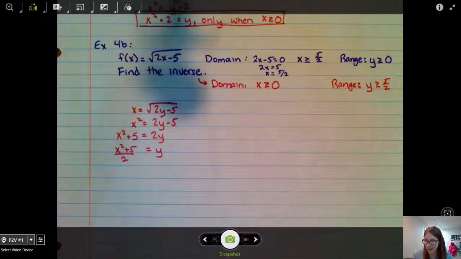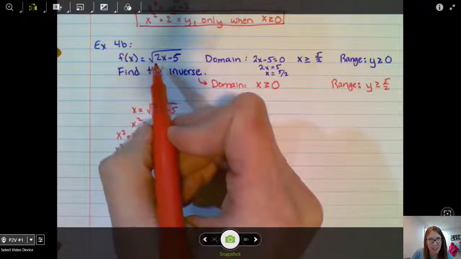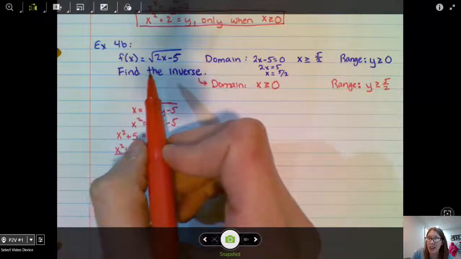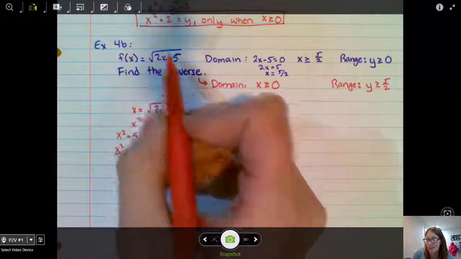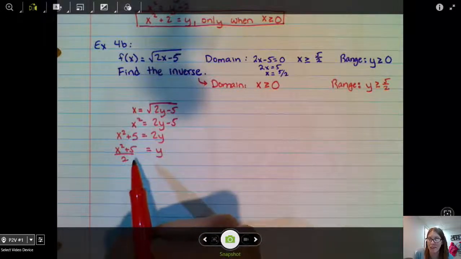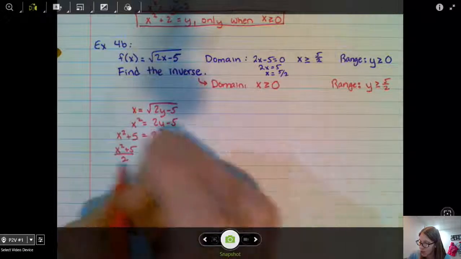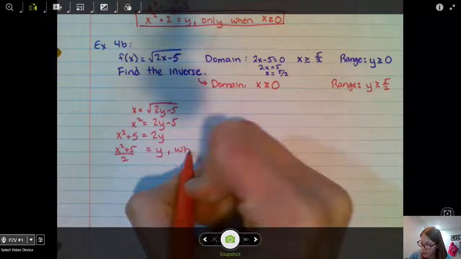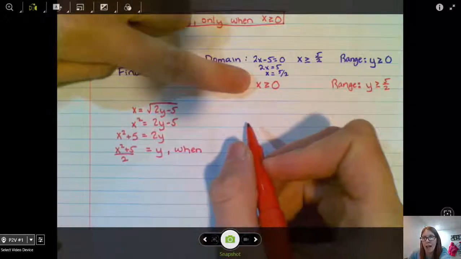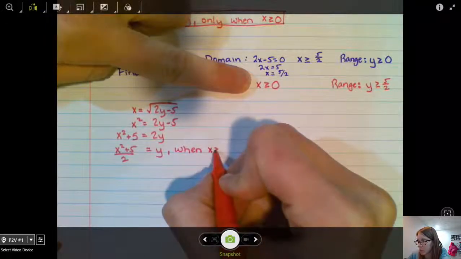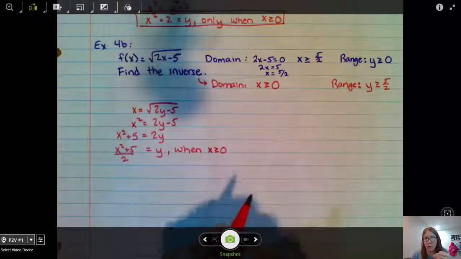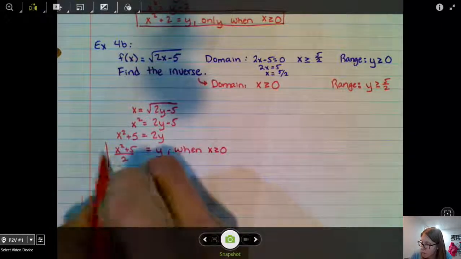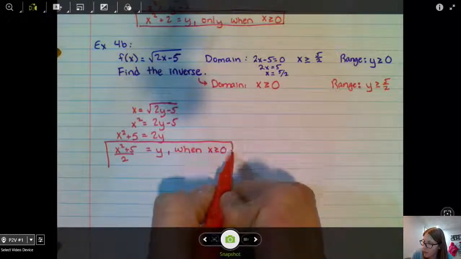But keep in mind, this square root of 2x minus 5 really just looks like half of a parabola. My inverse needs to just look like half of a parabola. So I only use this when x is greater than or equal to 0. Okay, that's the only piece of that function I would look at. Because again, we have to restrict that domain.